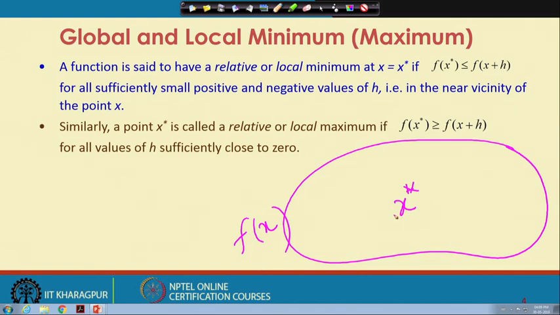If the function value at x star is less or equal to f of x plus h for all sufficiently small positive and negative values of h, that is in the near vicinity of the point x, then x star is known as local minimum or relative minimum. That means, if I consider this as the near vicinity of x star, within this ball or the circle that I have shown using dotted lines, the function value will be minimum.